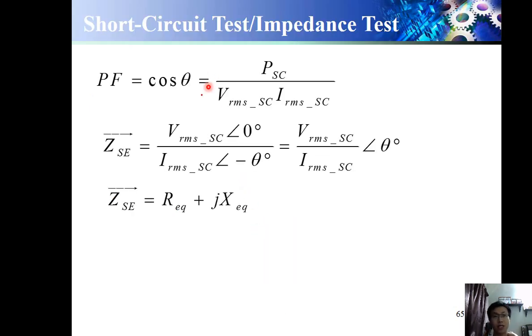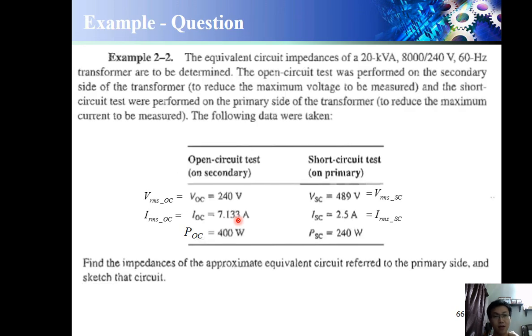A brief summary of the short circuit test: P_SC, power will be given, V will be given, I will be given. We just want to find this thing. In order to find theta, remember theta is positive. Just now the Y theta is negative because of inductance. So for Z, theta is positive. V over I is given, theta we find from here, then I can find my R equivalent and X equivalent.